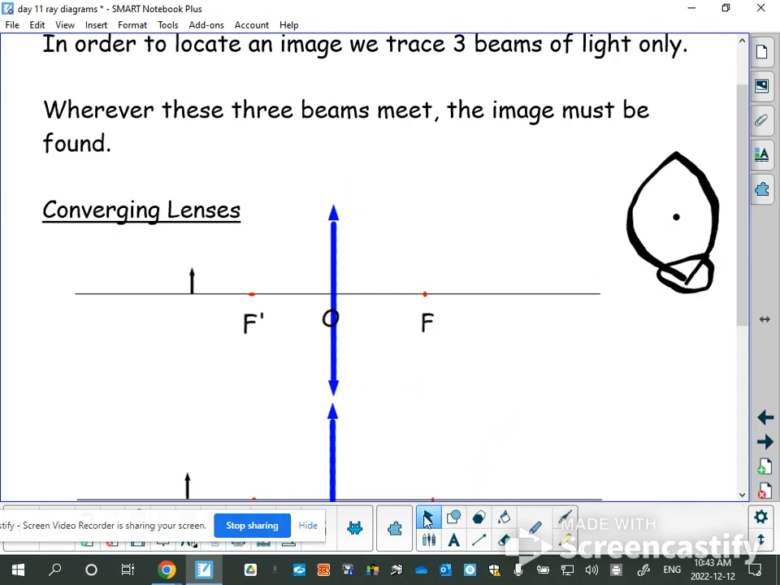So our 3 lines, pretty straightforward. Line number 1, it's going to go from the top of the object, just like we did in the past, into the lens. And when it hits the lens, it's going to go down through the focal point. Remember, this is a converging lens, so it converges or brings light together. So that is rule number 1, straight in, always starting at the top of the object, always straight into the lens, down through the focal point.